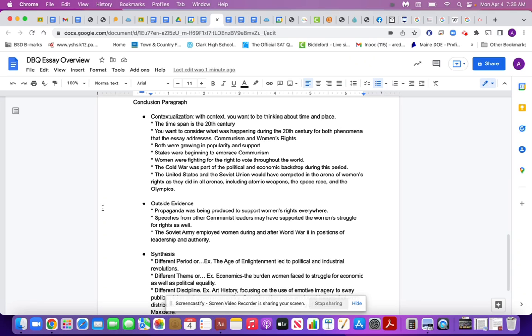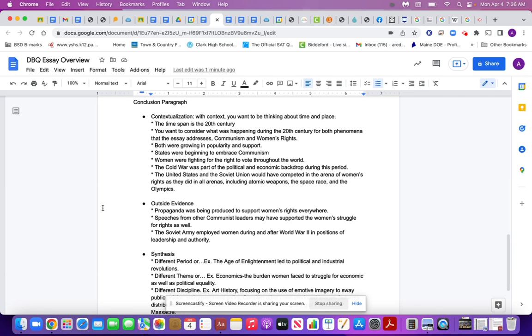States were beginning to embrace communism. Women were fighting for the right to vote throughout the world, not just the United States. The Cold War was part of the political and economic backdrop during this period. And the United States and Soviet Union would have competed in the arena of women's rights as they did in all arenas, including atomic weapons, the space race, and the Olympics, among others.